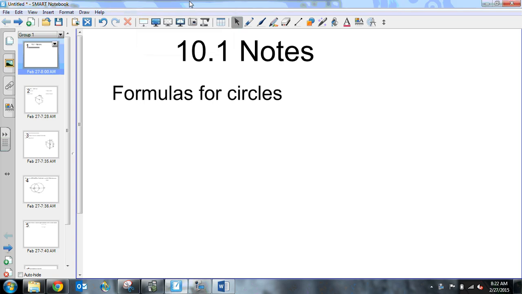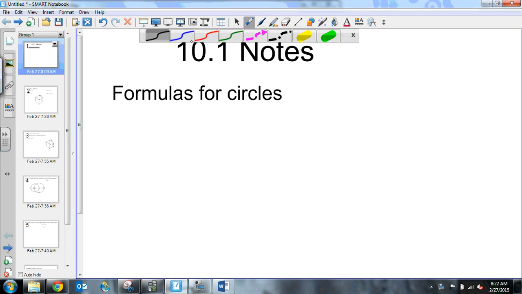Okay, the following is a video over 10.1 for notes, and we're talking about circles and circumferences and properties of circles. So we've been talking about a circle for a while. The first thing I want to talk about are formulas for the circles. The first one is circumference, and that is the diameter times pi.